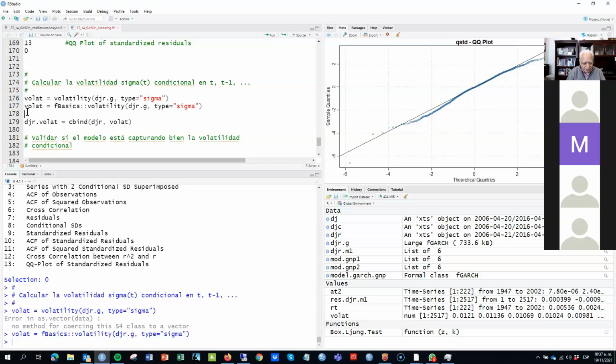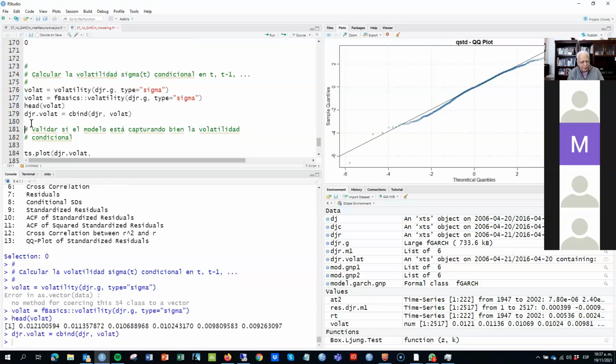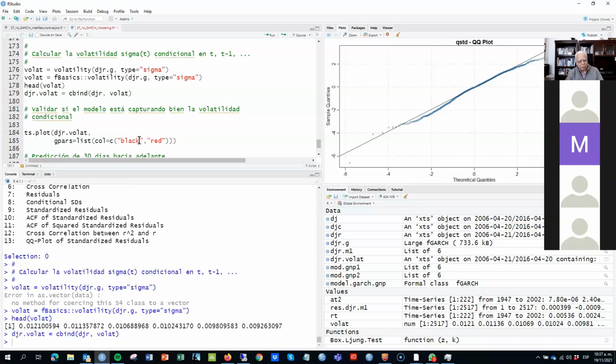If I look at head of volat, I have the values for volatility. This is a conditional volatility, the standard deviation conditional on time t, time t minus 1, time t minus 2, time t minus 3, and so on. I'm going to join them together, the Dow Jones returns with their volatility, and I'm going to validate that the model is capturing the volatility well.